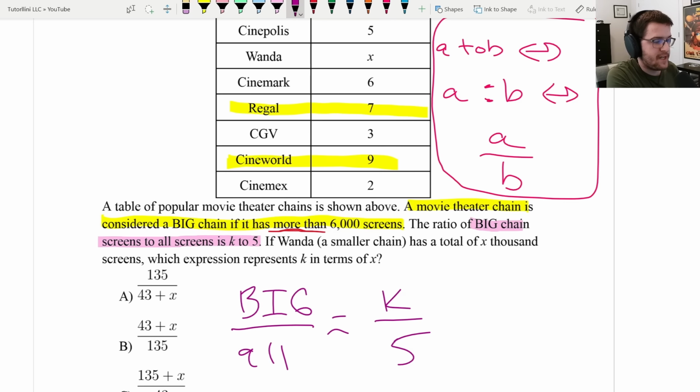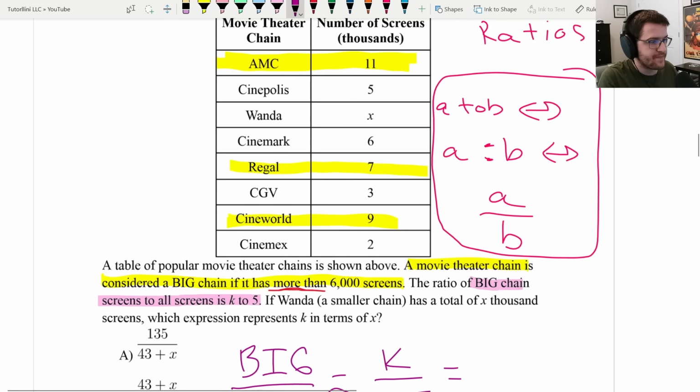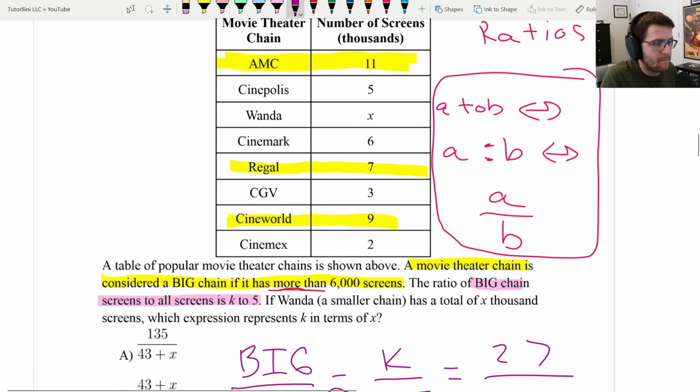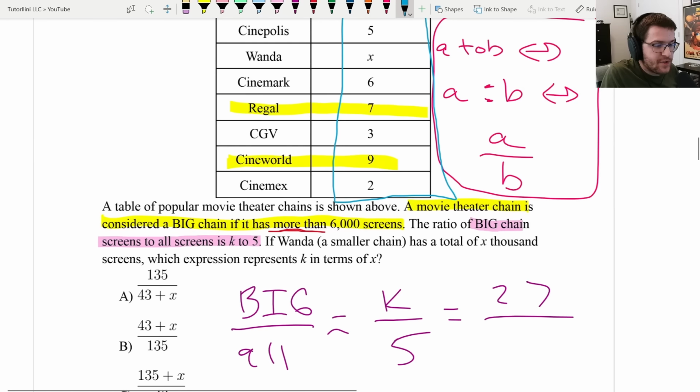Okay, so I look at the big chains that we highlighted, 11, 7, and 9. Okay, that's 27. And then all is just all of them in the table. So we're going to add all those up. 11 plus 5 plus 6 plus 7 plus 3 plus 9 plus 2. So that's 43. And there's an x. So it's going to be 43 plus x on the bottom.